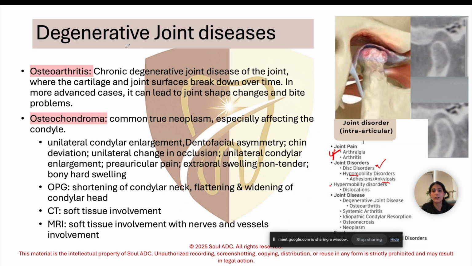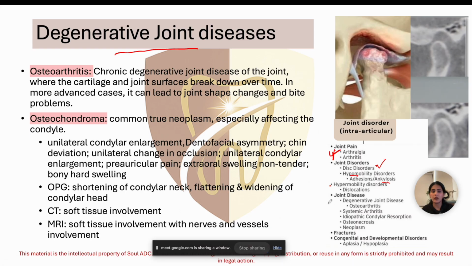Now when we talk about your degenerative type of joint diseases, we are talking about your osteoarthritis, your systemic arthritis, your idiopathic condylar resorption, your osteonecrosis, your neoplasm. Let me explain everything one by one. So the first one is your osteoarthritis.